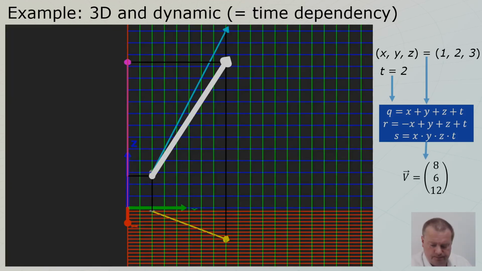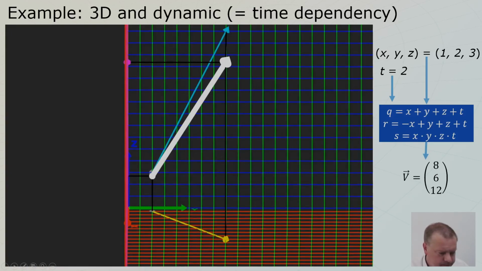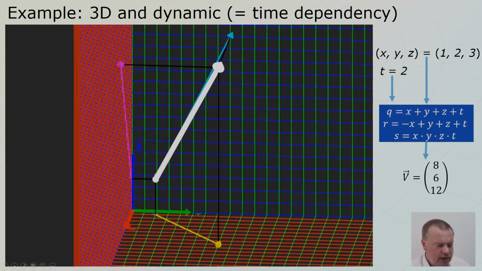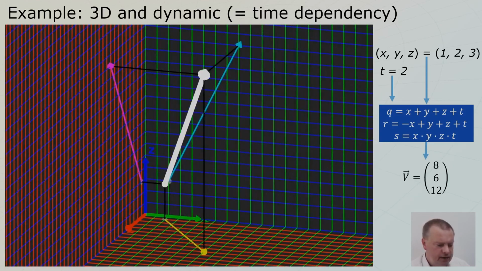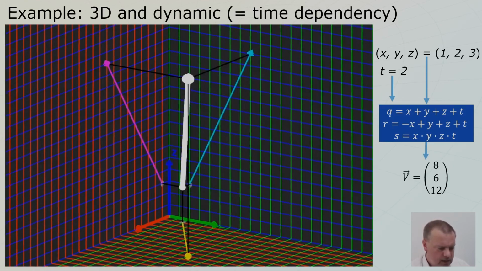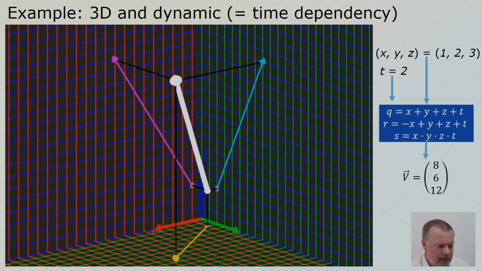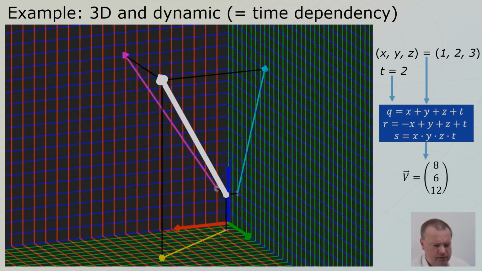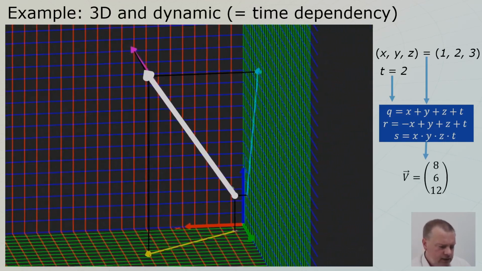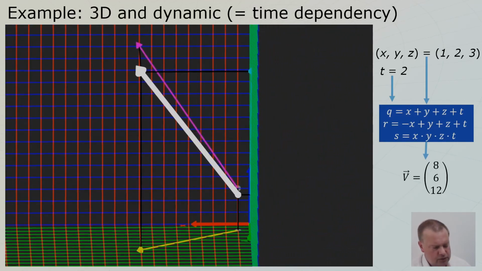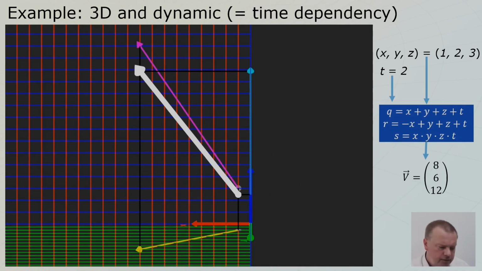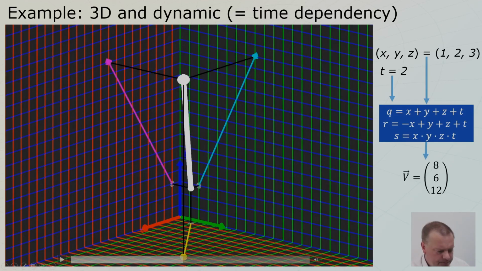Let's see this in action. And because it's 3D, it's really difficult to draw, so I made an animation. The white arrow is our vector 8, 6, 12. It starts at 1, 2, 3 and it ends in 9, 8, 15. The colored arrows here are just the projections of the vector on the different planes. So the yellow arrow here is just the shadow of the white one if the sun would shine from the top.